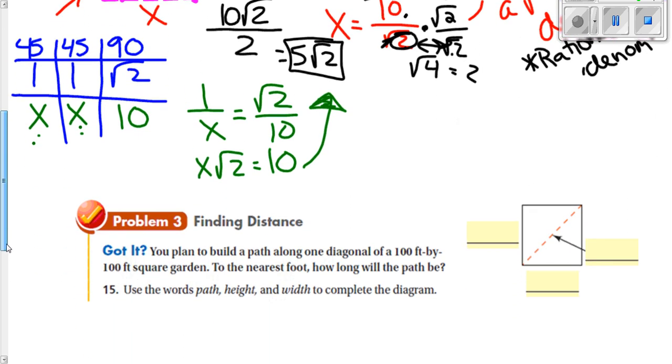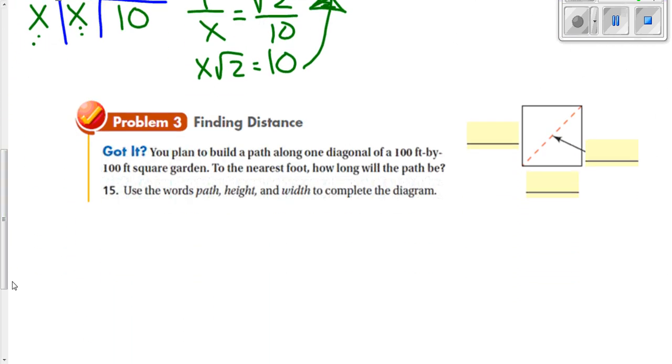All right, ladies and gentlemen, I'm going to pause the video, and I want you to try problem 3 on your own. I'm going to do it too. I'll do it both ways. I'll show it first just by an equation, and I'll show it with a proportion. So go ahead, pause the video, and I'm pausing it as well.